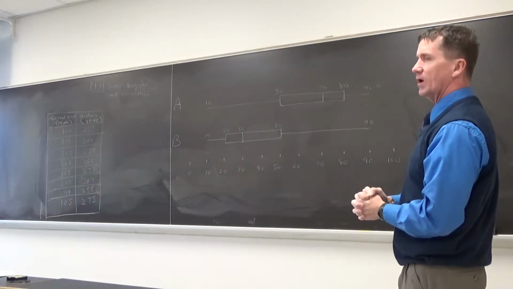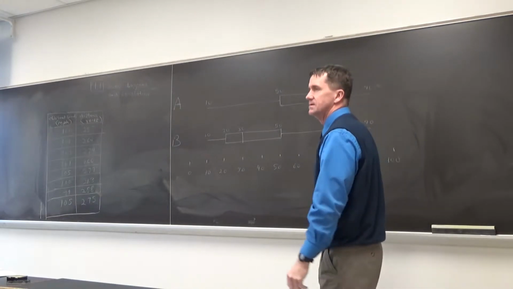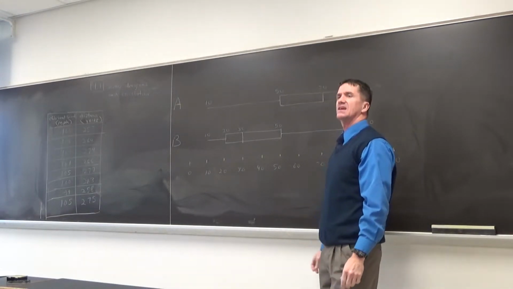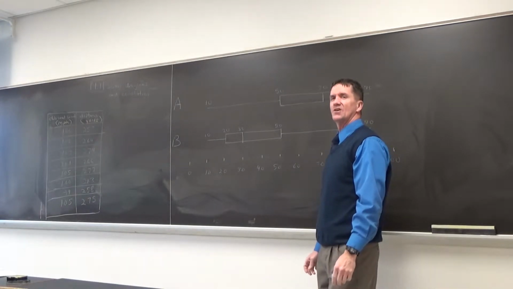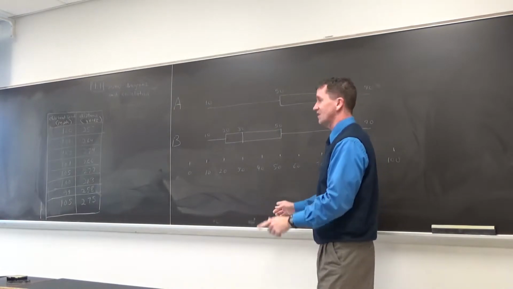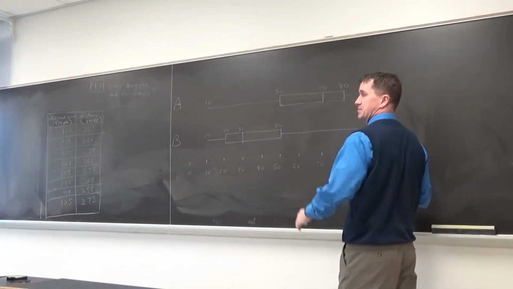Here's my next one. 25% of the data in box plot A is less than 50. True or false? True. Good job. He says true. Very good. That is correct. Remember percentages? That's the beauty of the box plot. It tells us about percentages.